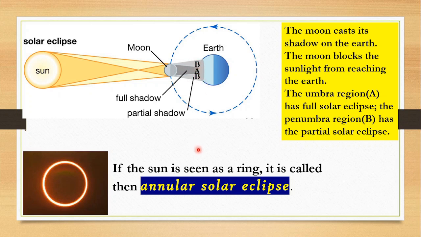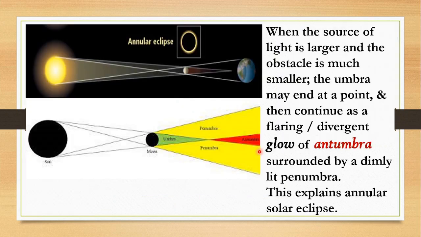And if the sun is seen as a ring, it is called an annular solar eclipse. We will see how it is formed. So, annular eclipse. Now when the source of light, the sun, is larger and the obstacle, the moon, is smaller, the umbra ends at a point.